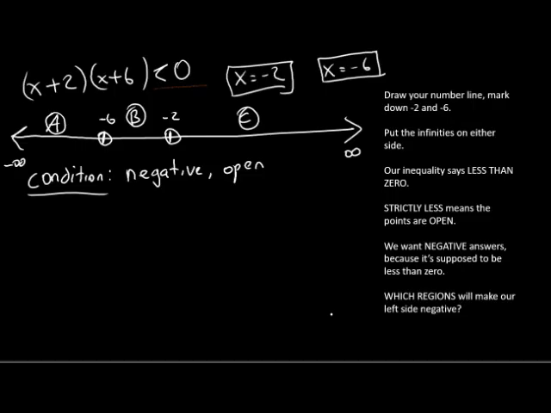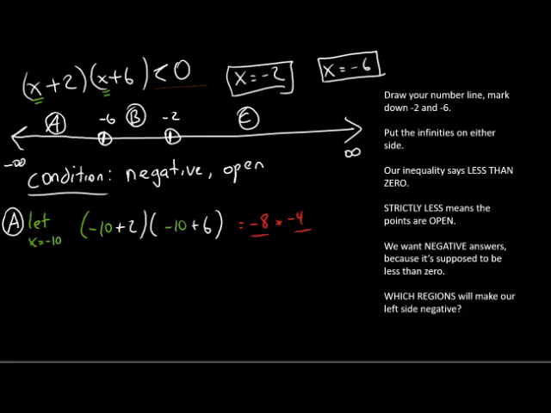Let's begin with region A, and we'll pick a number that's to the left of negative 6, and we'll put negative 10. When we place negative 10 in for x, we will have negative 10 plus 2 for our first parentheses. We multiply that times negative 10 plus 6. Now, negative 10 plus 2 will give us negative 8, and negative 10 plus 6 will give us negative 4. Notice that we are multiplying two negatives together. Because we have a double negative, we can expect the answer to return positive.